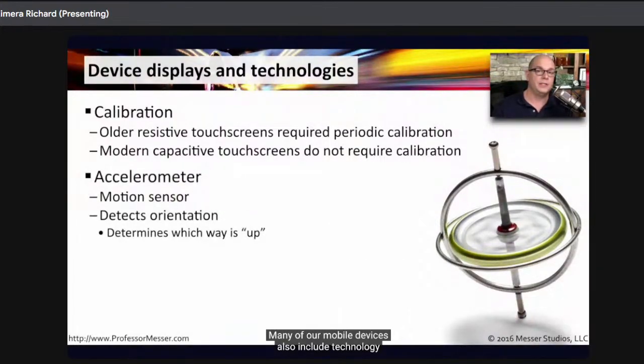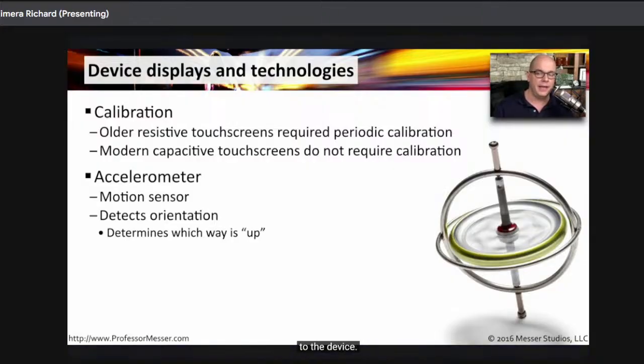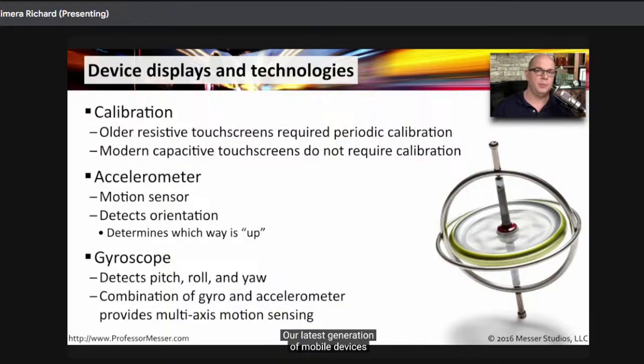Many of our mobile devices also include technology such as an accelerometer. This will detect when there's any type of motion to the device. It also helps with orientation because it knows which way happens to be up. Our latest generation of mobile devices might also include a gyroscope, so it's able to detect any type of motion in all three different axes. It's this combination of an accelerometer and a gyroscope that allows our applications to know exactly where our phone might be when we're moving it around.